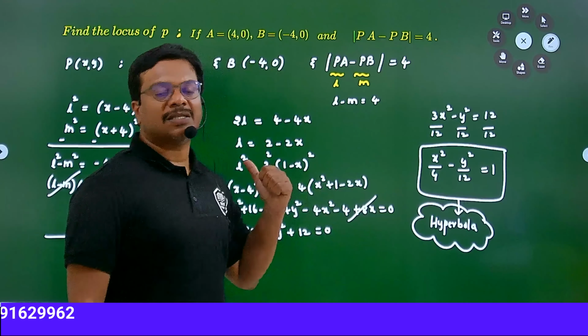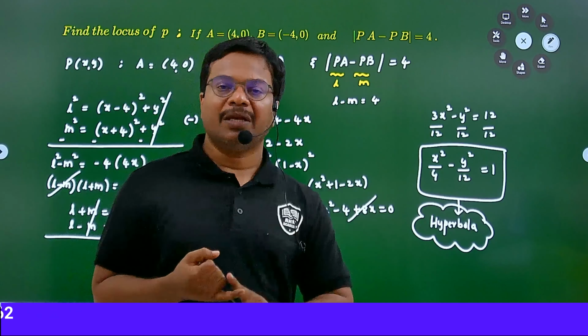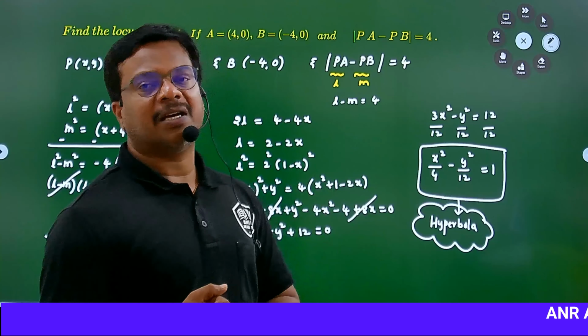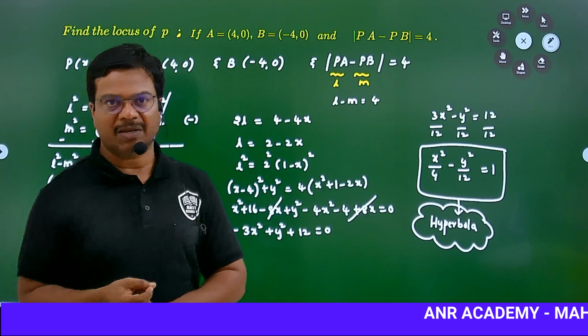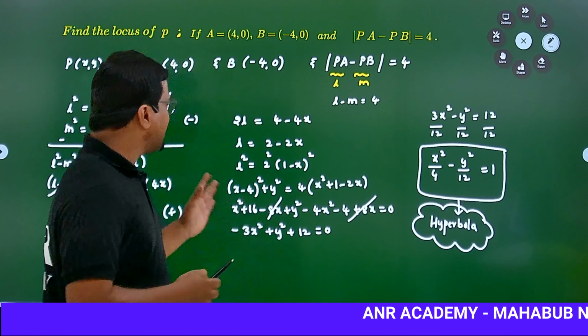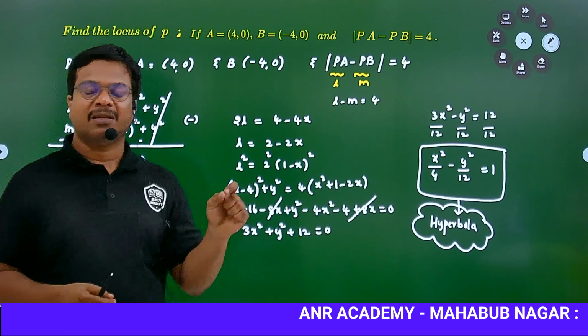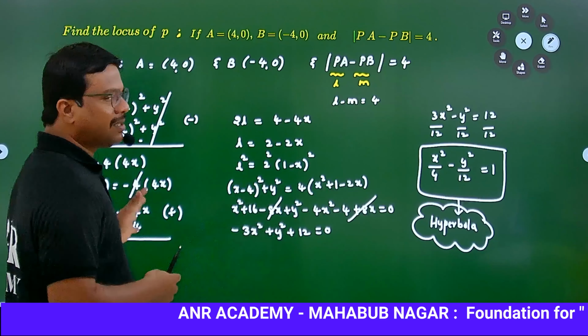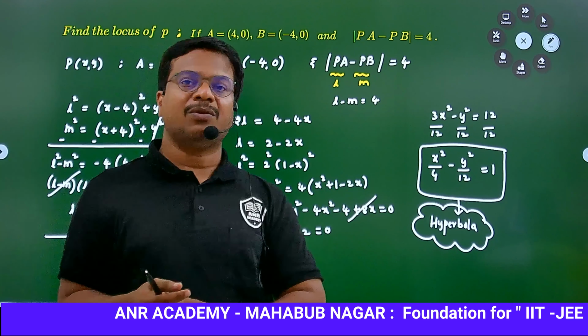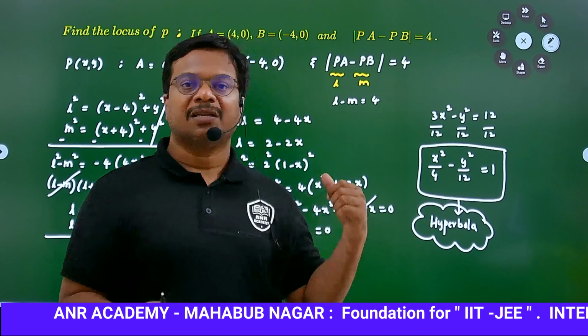So this is the way of doing problems which are of the form PA plus PB equal to constant and PA minus PB equal to constant. On practicing, you will get a very simple and very smart solution. Compared to this, you will get a much smaller solution on practicing this model.